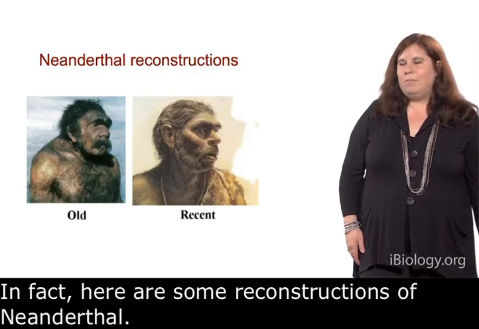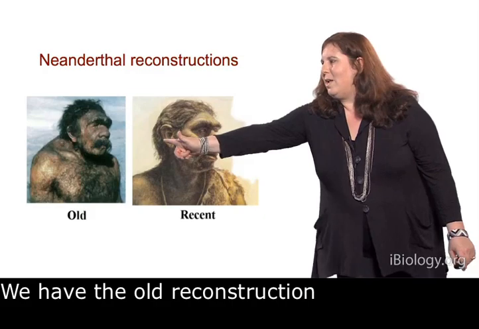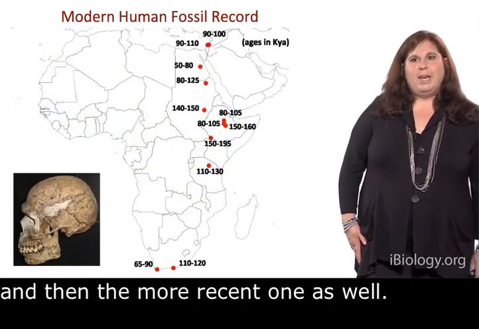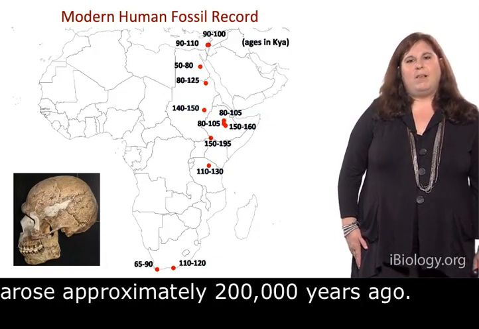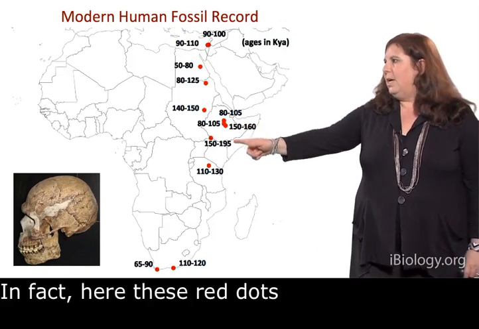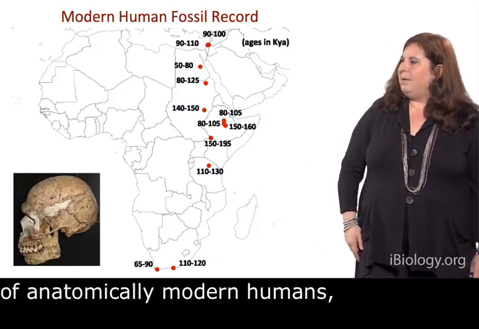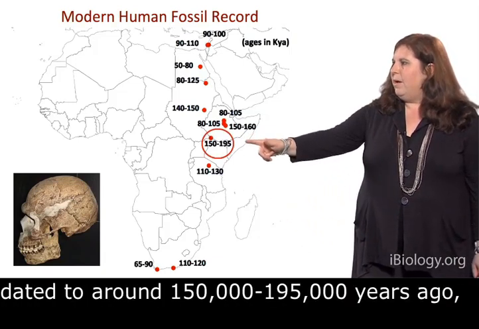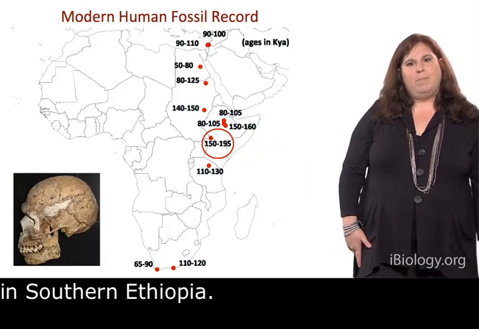In fact, here are some reconstructions of Neanderthal. We have the old reconstruction and then the more recent one as well. So anatomically modern humans, Homo sapiens sapiens, arose approximately 200,000 years ago. In fact, here these red dots are representing locations where fossils have been found of anatomically modern humans. And the oldest fossil is dated to around 150 to 195,000 years ago in southern Ethiopia.